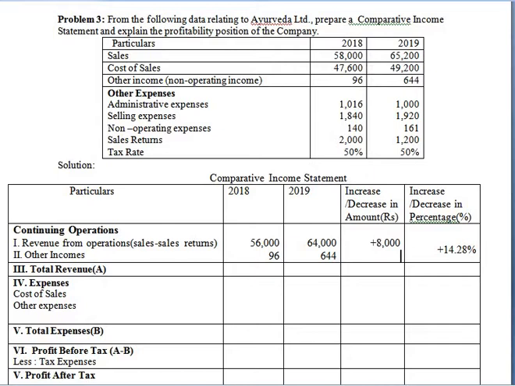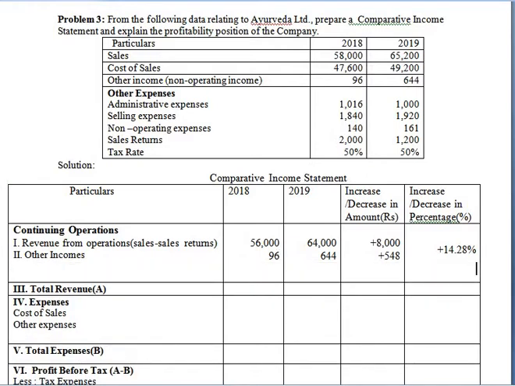Now find out the balance. 644 minus 96, which is equal to how much? 548. So right here, plus 548. Find out the percentage. 548 divided by 96 into 100 is equal to how much? 570.83%. Okay.